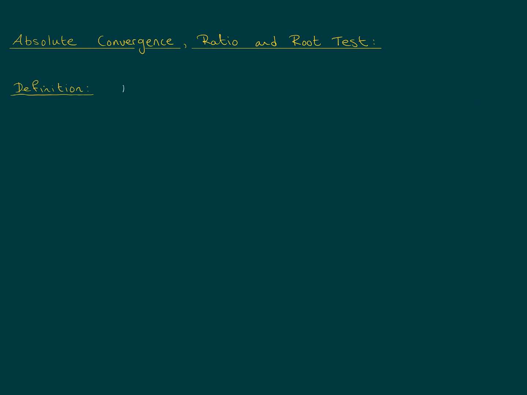The series sum a_n is called absolutely convergent if the series sum of the absolute value of a_n converges. This is the definition of absolutely convergent. Okay, so you look at the series, and then you look at the corresponding series where you take the absolute values of all the a_n instead.